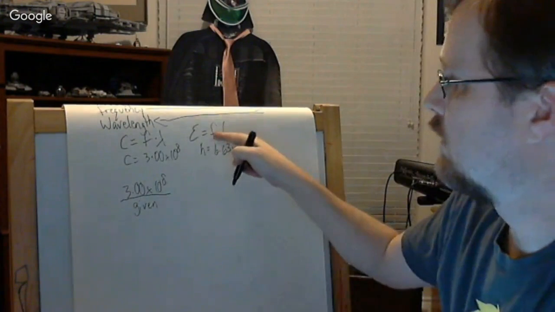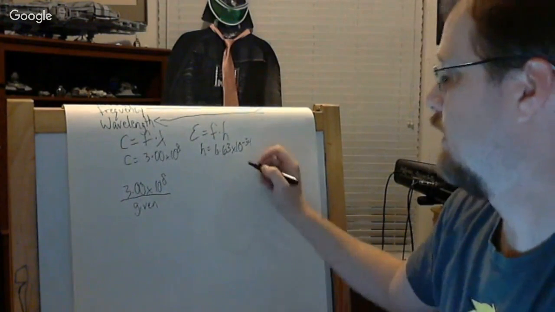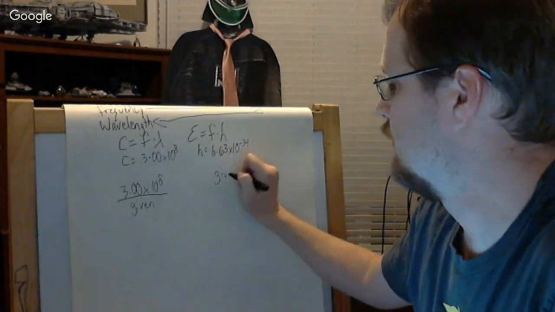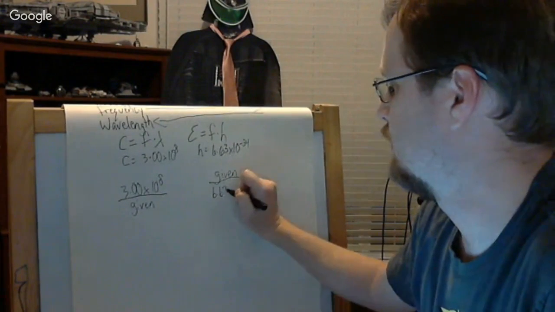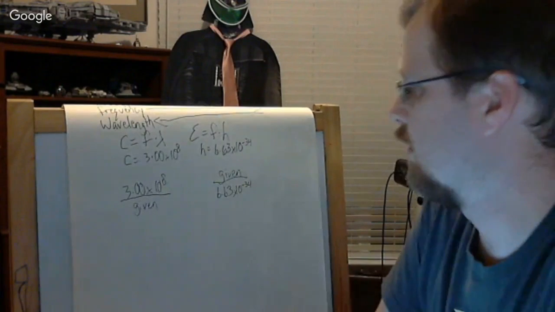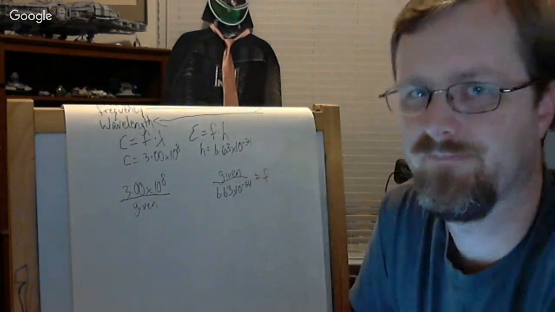If you are looking for frequency, then here's what you're going to do. It is always the number that's given to you, which is energy, divided by 6.63 times 10 to the negative 34th. And that's if you are looking for frequency.